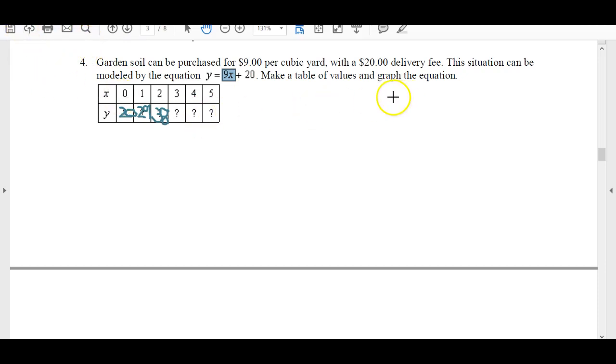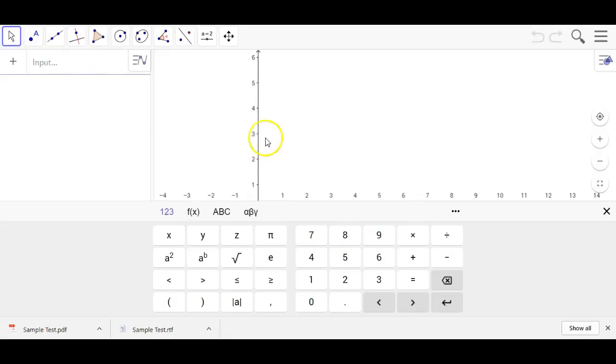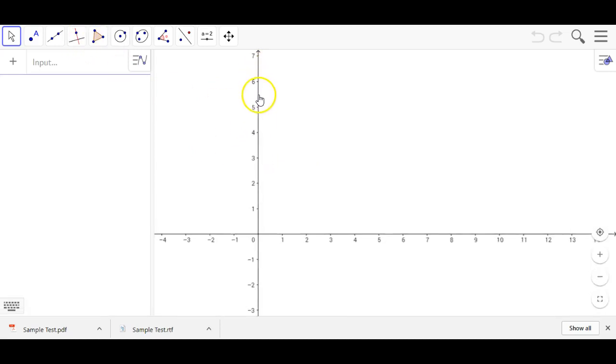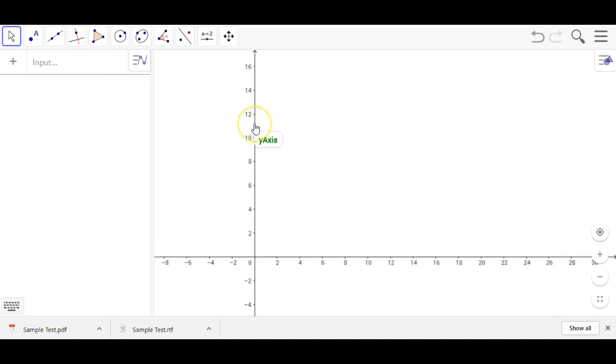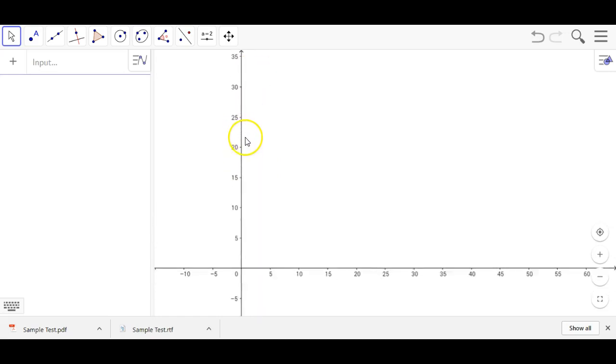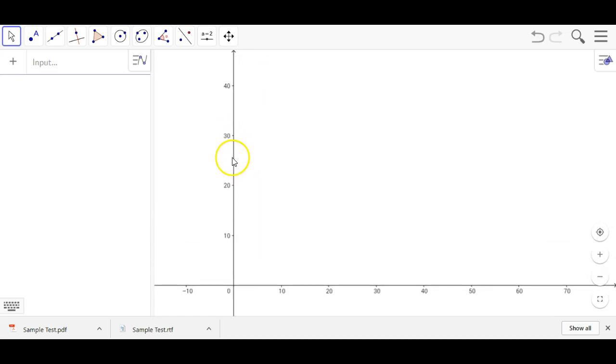How would we graph this? So to graph this, we know that we want to start at 20. So let's take a look at a grapher right here. Okay, here we are on the grapher. Let me see if I can zoom this out a little bit so I can see the numbers 20 and a little higher even. There we go. I've got 20 right here.